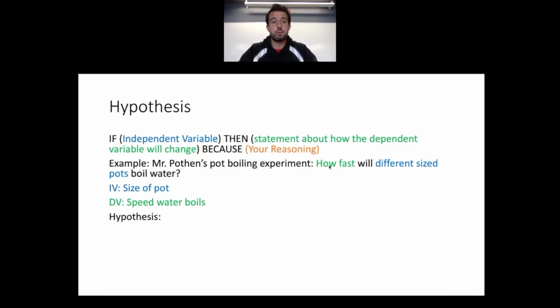So here's my example of a hypothesis in Mr. Polythene's case. I said, if water is boiled in different sized pots. So here, different sized pots, that's my independent variable.